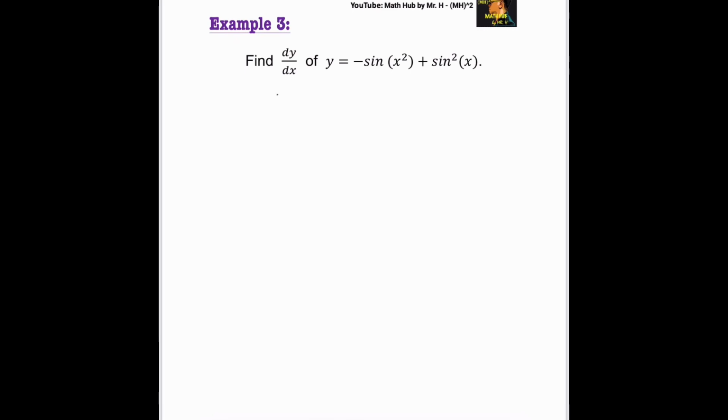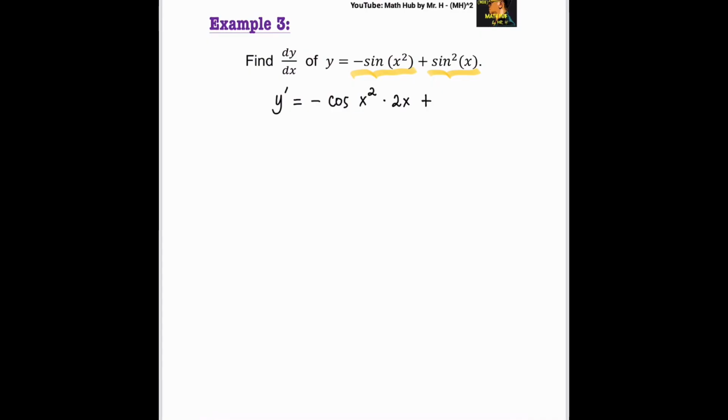So we'll have y prime. So the derivative of the first term. Our first term is negative sine of x squared. So negative is there, and the derivative of sine is cosine. And then we copy the angle, which is x squared. And remember to get the derivative of the angle. So the derivative of x squared is 2x. So that's times 2x. Plus the derivative of this one, sine squared x.